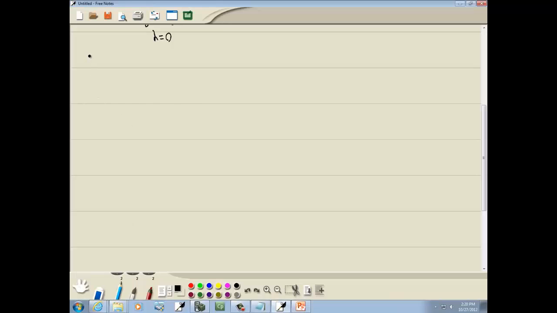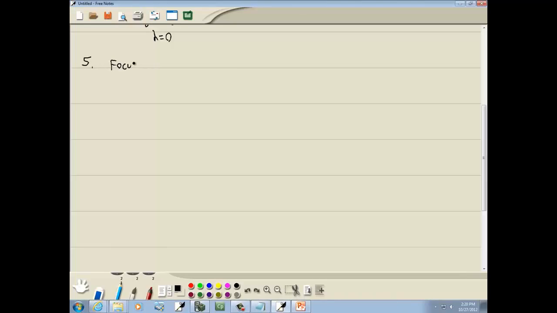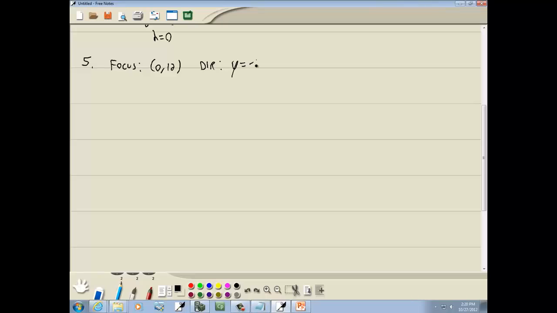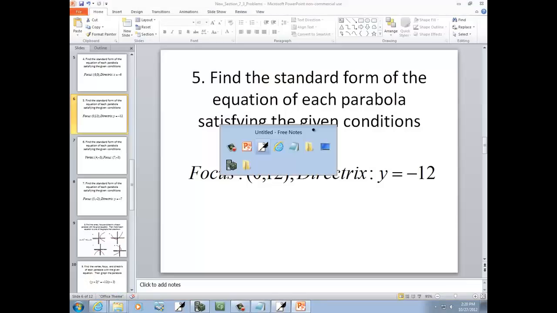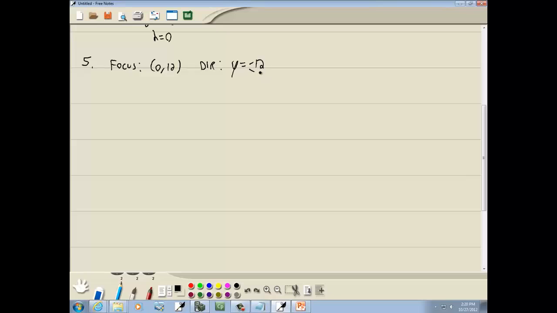Let's look at another one of those. It tells us the focus is 0, 12, and the directrix is y is equal to negative 12. Okay, directrix is y equals. Directrix is y equals, directrix is x equals, so it's our top formula. So the directrix is y is equal to k minus p. They're saying this negative 12 is equal to k minus p.